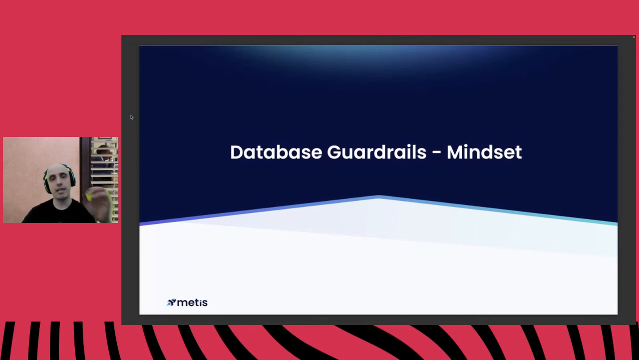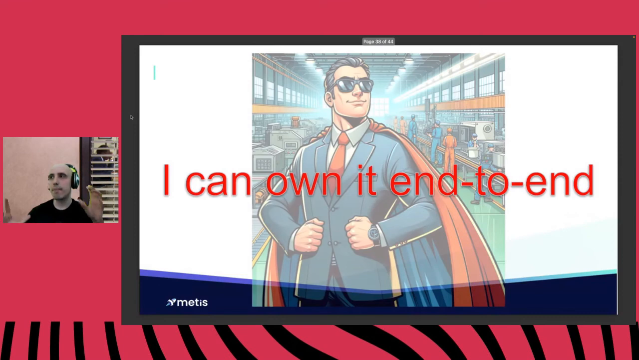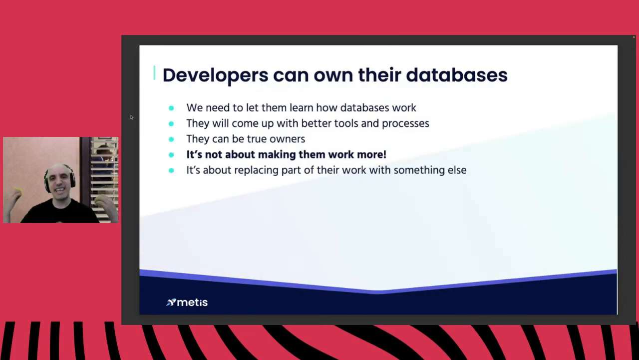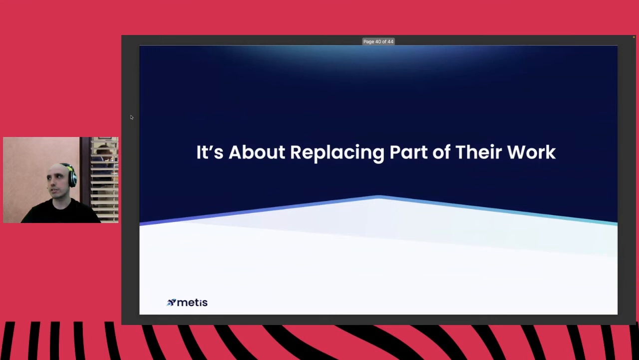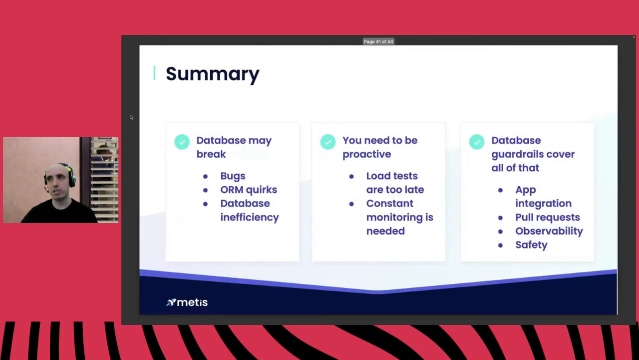And database guardrails is all about the mindset that developers can own their software, including all the parts of the software end to end, from the very beginning to the very end. And we need to build this mindset. They can own their databases, and it's not about giving them more things to do. It's about letting them own more, but making them do less work. It's about replacing their communication with other teams, raising tickets, asking for permissions, with things like getting actionable insights and getting true answers to what is going on. It's about replacing part of their work with some other work that can be done much faster.